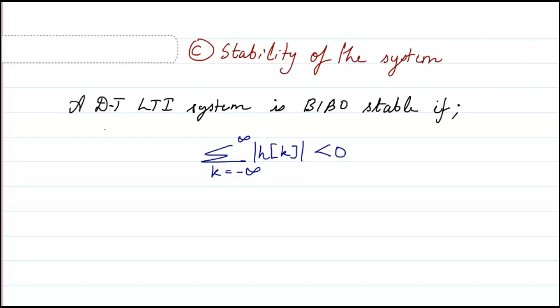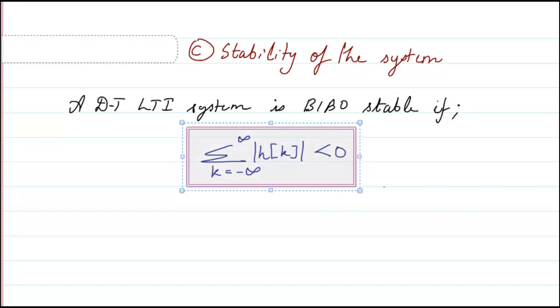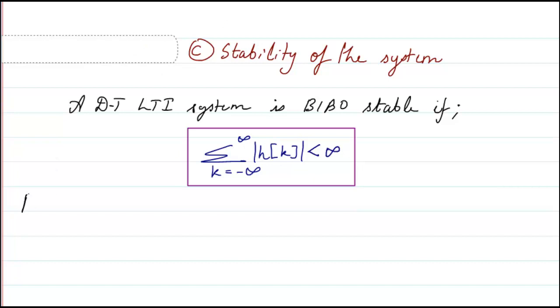So a discrete time LTI system is BIBO stable if this particular equation is followed, which is the summation of the absolute impulse response. Its value should be less than infinity, sorry, less than infinity. So let us look at the proof of the same.